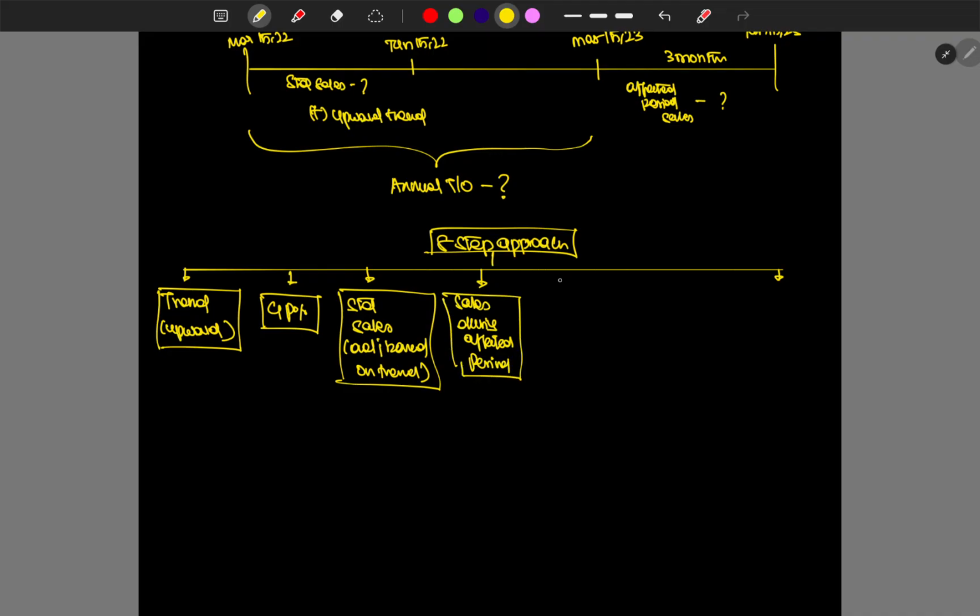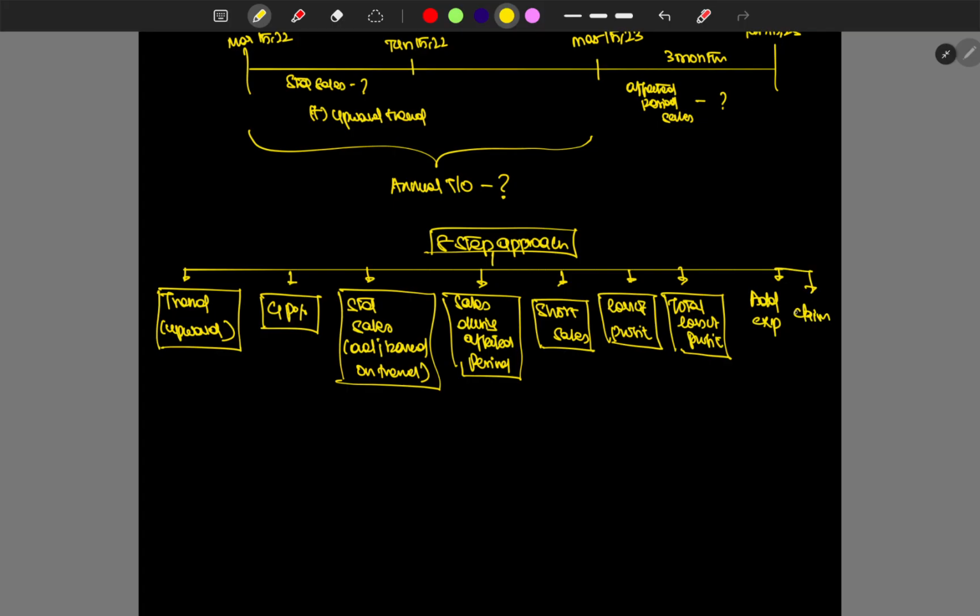Then short sales, then loss of profit, then total loss of profit, then additional expenses, and then claim amount. So that's it. Totally there would be 9 steps. Two of these steps are included in one another, so I have given it as 8 steps.